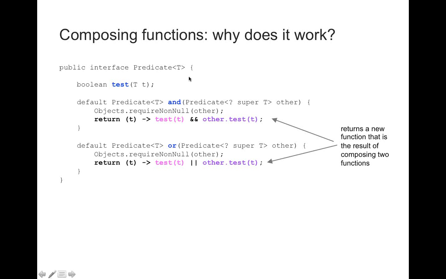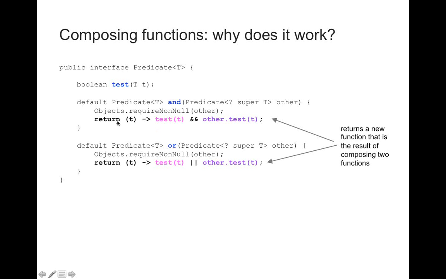which takes an object type T and returns a boolean. And then we've got those two methods which you saw in the previous slides, AND and OR. And they work as follows. So AND takes a predicate as an argument and also returns a predicate as a result. So in a sense, AND takes a function as an argument and also returns a function.